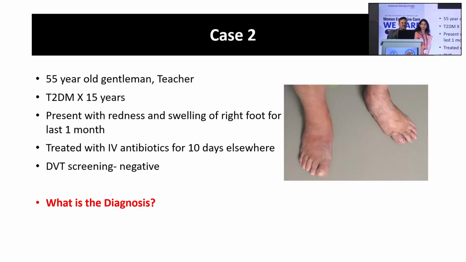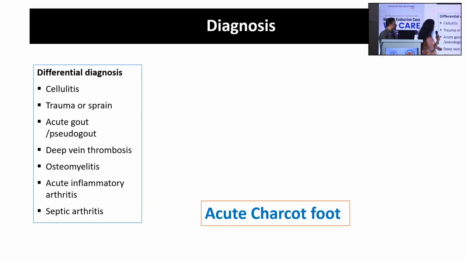So we have almost discussed the clinical evaluation, the pathogenesis, and the investigations. Now I will just ask Dr. Sahana about that second case, which seemed to be quite interesting. So we had a patient with diabetic foot who came with redness and swelling, not improved with antibiotics, DVT negative. When you have redness and swelling, you have a whole lot of differential diagnosis.